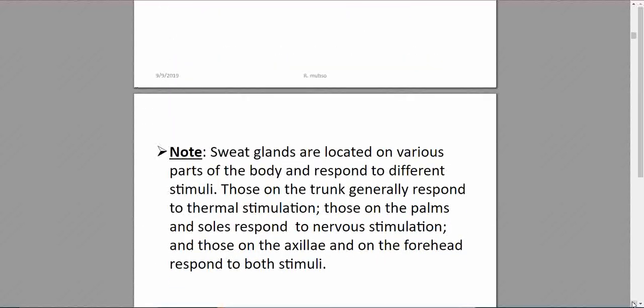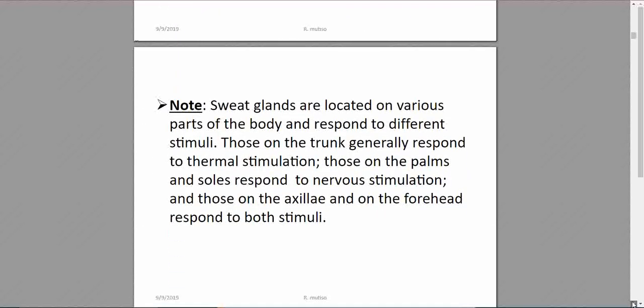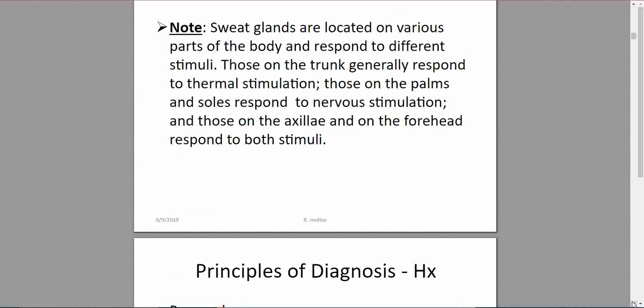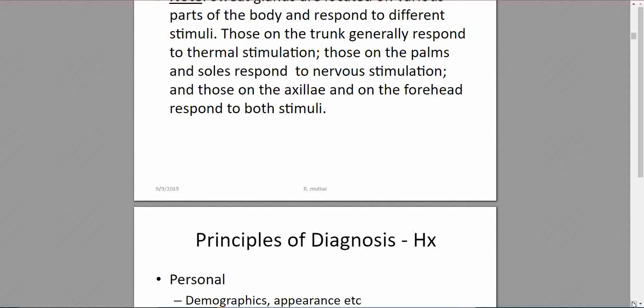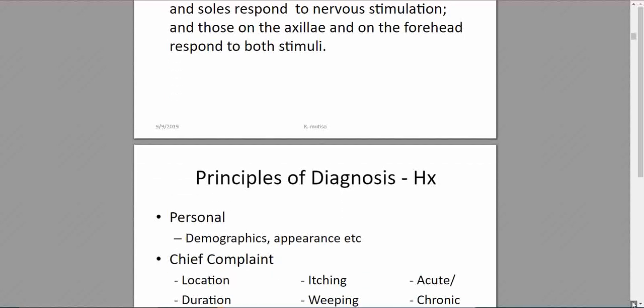material from entering. You should note that sweat glands are located on various parts of the body and respond to different stimuli. Those on the trunk generally respond to thermal stimulation, those on the palms respond to nervous stimulation, and those on the axilla and the forehead respond to both stimulations.